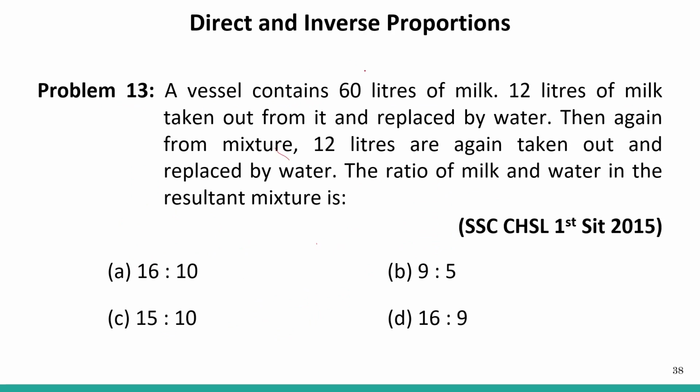So a vessel contains 60 liters of milk. Okay, so 12 liters of milk is taken out from it and replaced by water. Then again from the mixture 12 liters are taken out and replaced by water. So the ratio of milk and water in the resultant mixture is. This question has been asked in SSC CHSL first sitting 2015 paper. So is it 16:10, 9:5, 16:9 or 15:10? So let's figure it out.